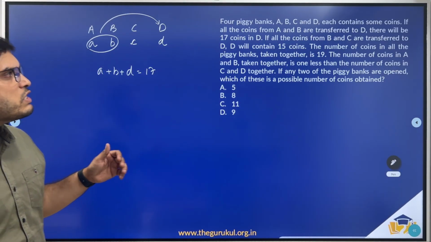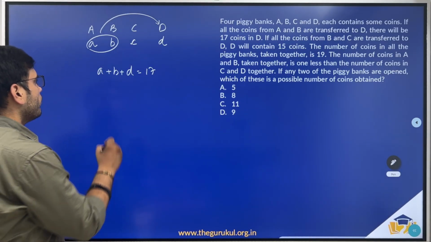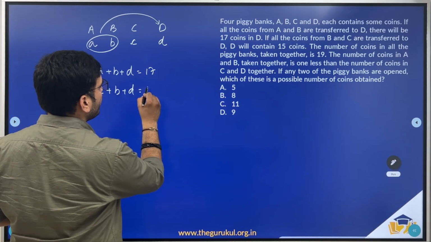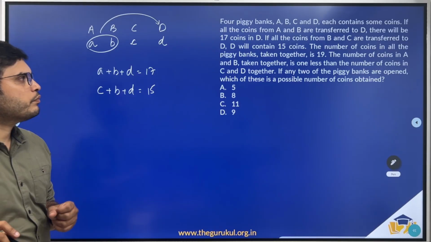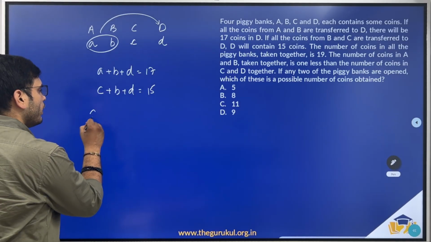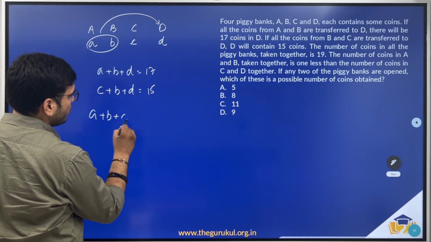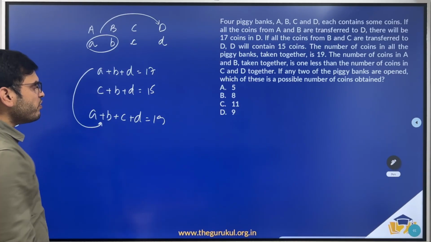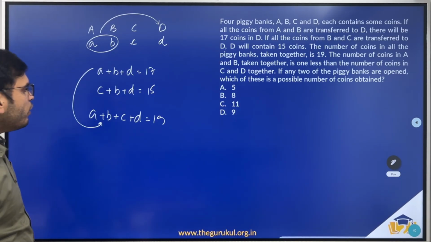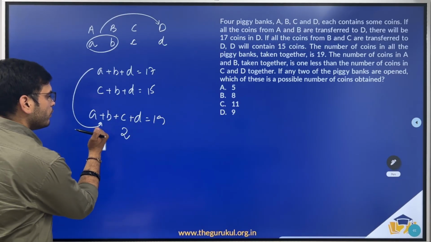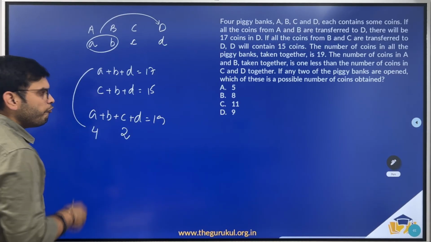Now if all the coins from B and C are transferred to D, right? So c plus b plus d, now this should be equal to 15. The number of coins in all the piggy banks taken together is 19. So a plus b plus c plus d is equal to 19. Now let me substitute a plus b plus d here. Then the value of c will be 2. Now let me substitute c plus b plus d here. So then the value of a will be 4.